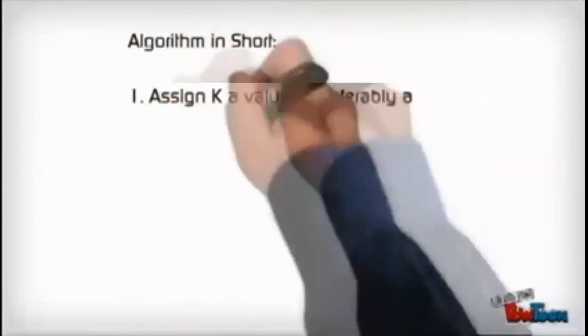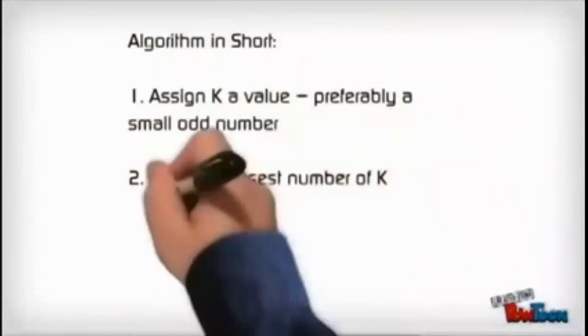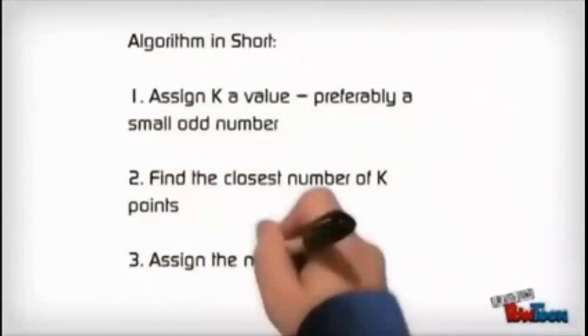Simply put, assign K a value, preferably a small odd number. Find the closest K points and assign the new point the class of the majority.